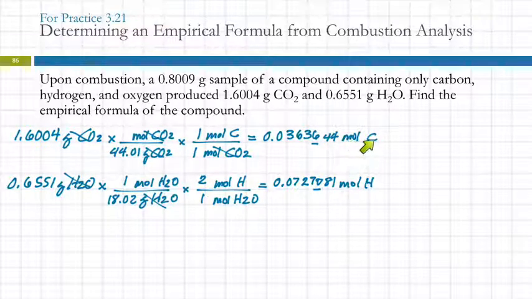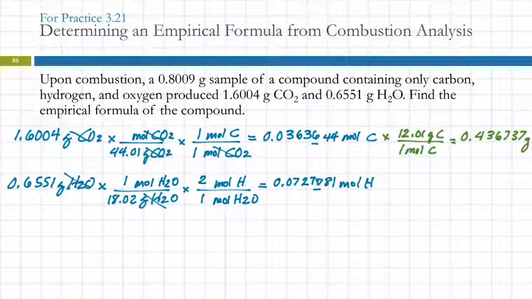But could I figure out the mass of carbon and the mass of hydrogen? Yeah, I could. I'm going to leave these numbers here because we're going to use those. But we also need to look at the grams. So for carbon, 12.01 grams of carbon per mole of carbon. That is 0.436737 grams.